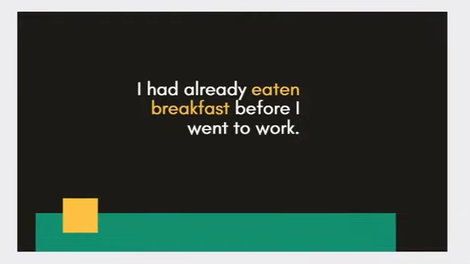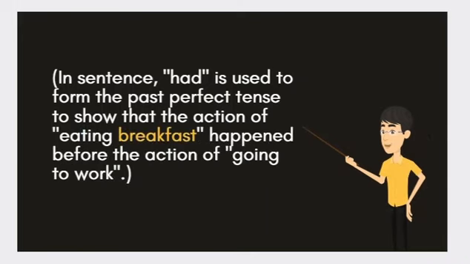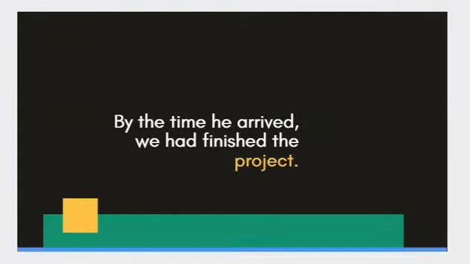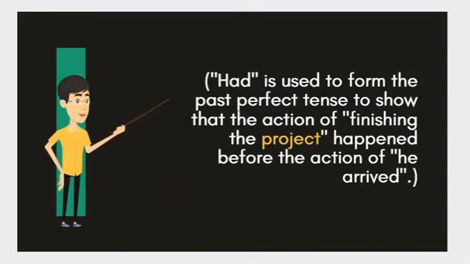I had already eaten breakfast before I went to work. In this sentence, had is used to form the past perfect tense to show that the action of eating breakfast happened before the action of going to work. By the time he arrived, we had finished the project. Had is used to form the past perfect tense to show that the action of finishing the project happened before the action of he arrived.